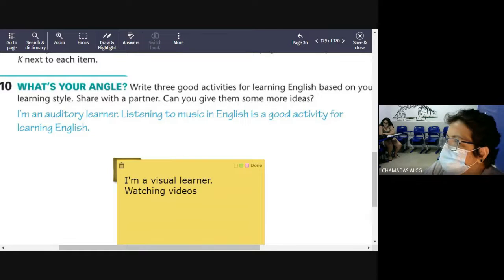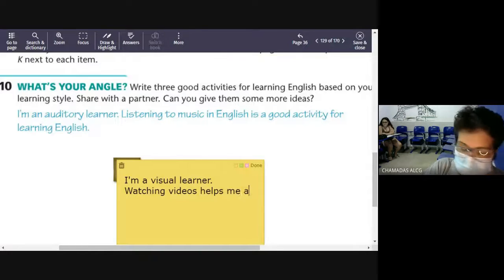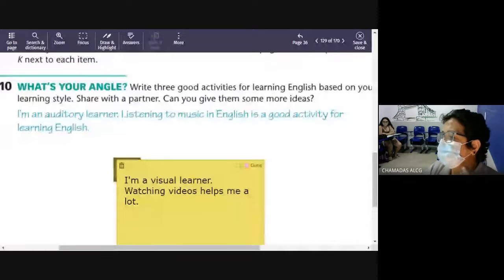Look, we are using a gerund as the subject. So the verb has to be in the third person singular. So we can put "helps me a lot." Okay? I cannot say "watching videos help." No. "Watching videos helps me a lot."